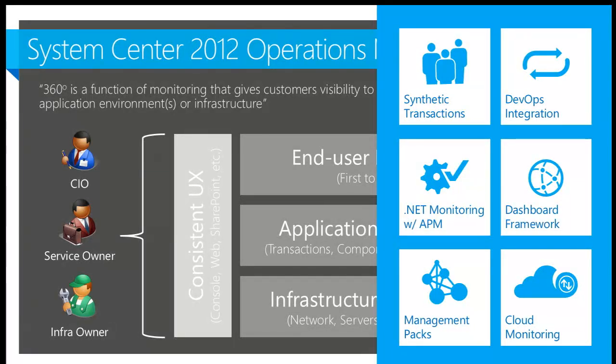We have the DevOps integration, so we know that we can pass off an event to the developer to look at, or the other way around. We have .NET monitoring with APM, lots of sessions on that this week. We have the dashboard framework. That's something new in OM 2012, right, where you can have dashboard frameworks. We have widgets, and we'll show one of the new widgets to do capacity management with.